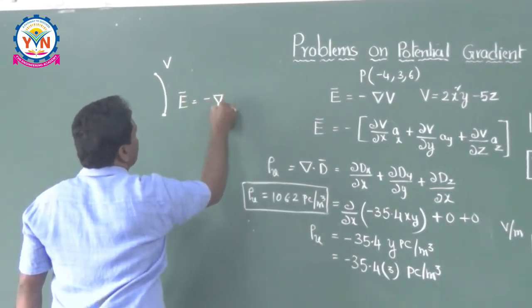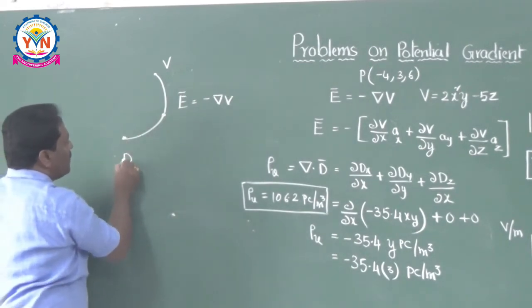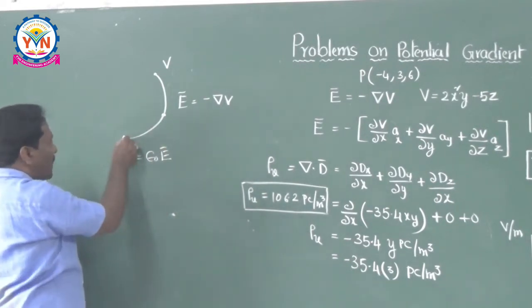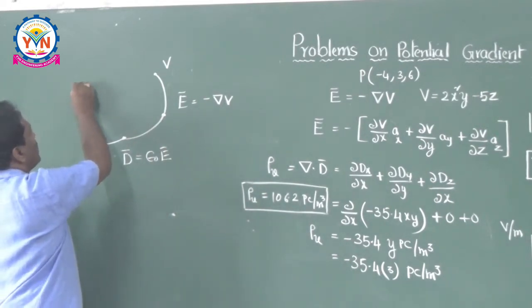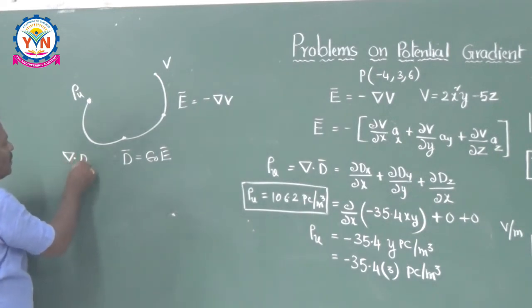You have to use this. If E bar is known to you, you have calculated D bar. D bar is equal to epsilon naught times E bar. If D bar is known to you and you have calculated rho V, what is that formula you have to use? Del dot D bar is equal to rho V.